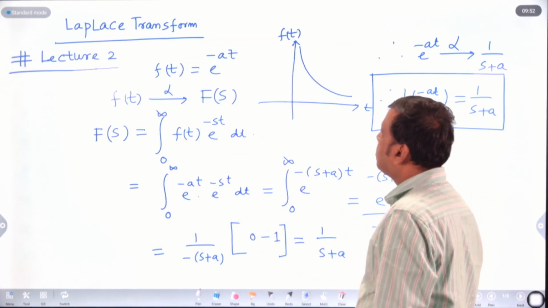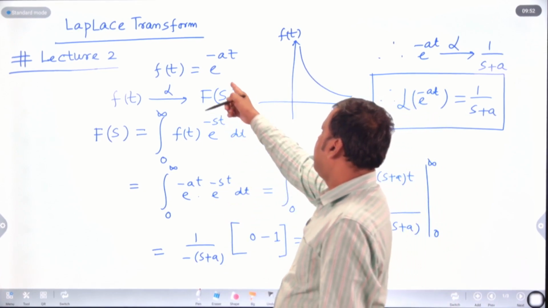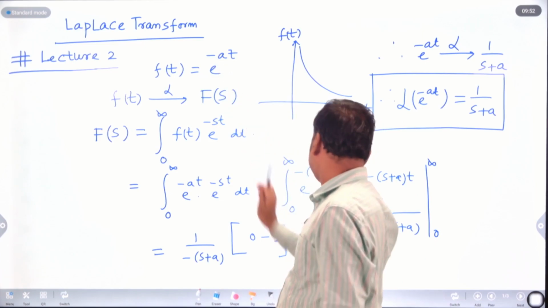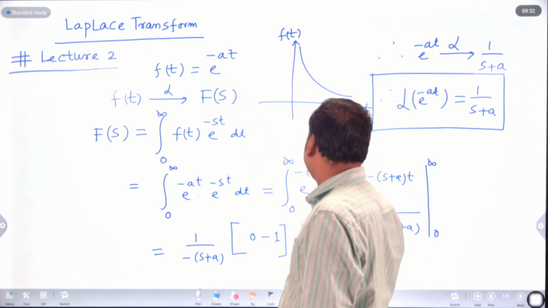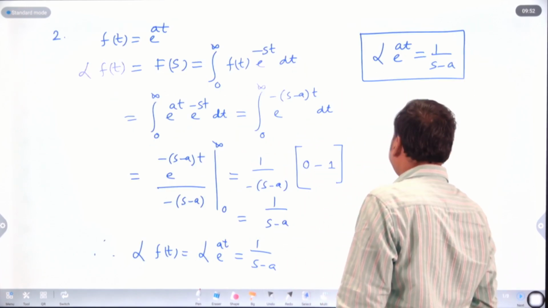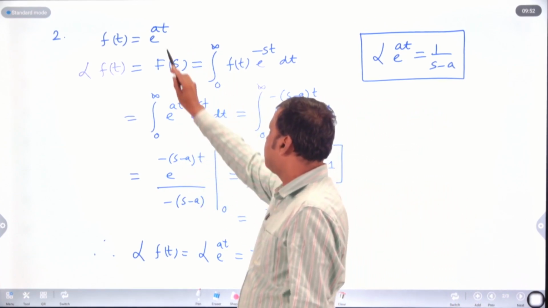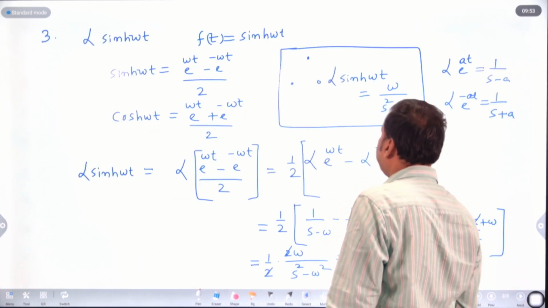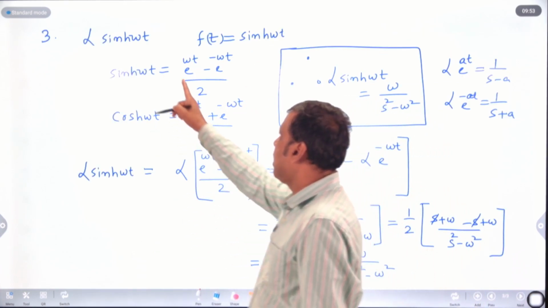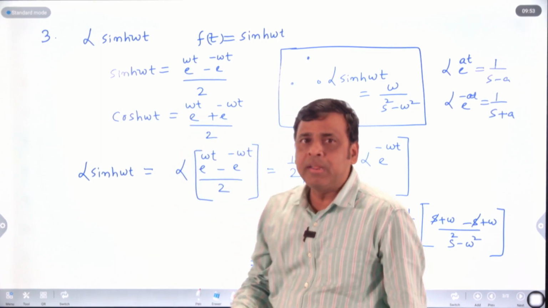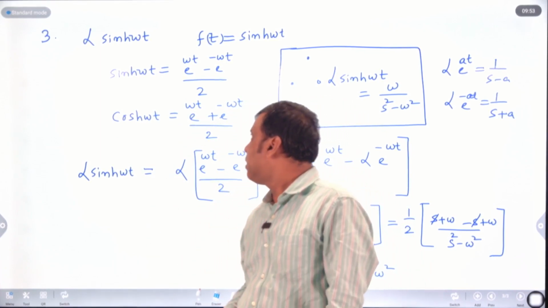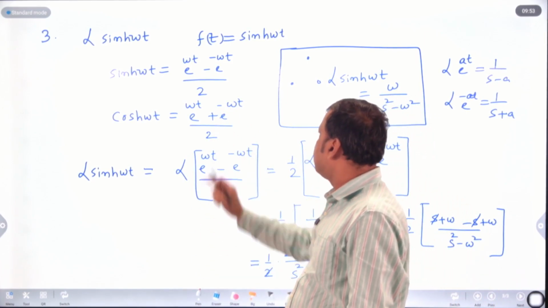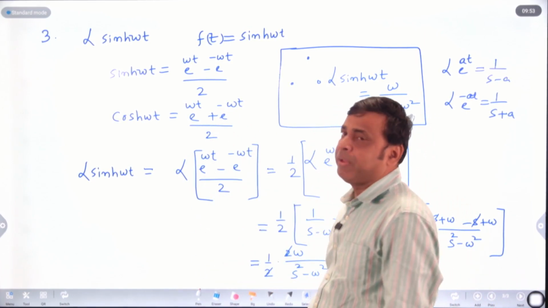Laplace transform of e to the power minus a t is your 1 by s plus a, and Laplace transform of e to the power plus a t, if it is plus, this will be minus. And then we have derived sinh omega t. For sinh omega t, you have to convert it to e to the power omega t minus e to the power minus omega t by 2. That's why it is nothing but omega by s square minus omega square.